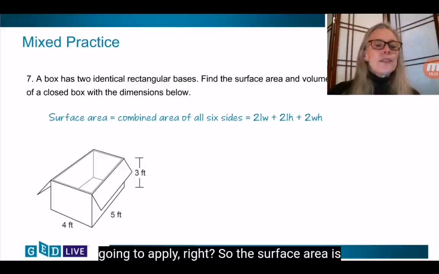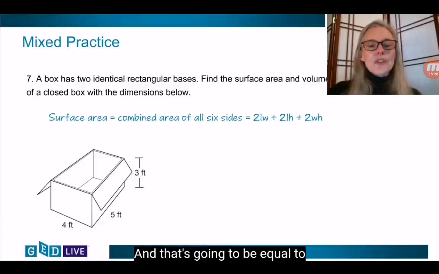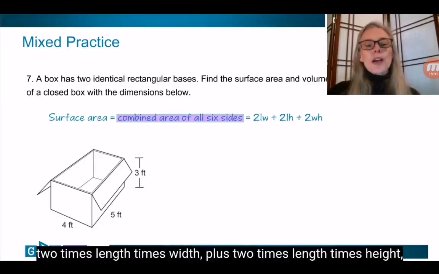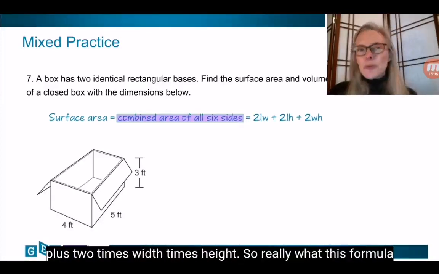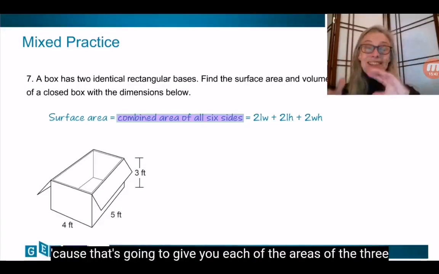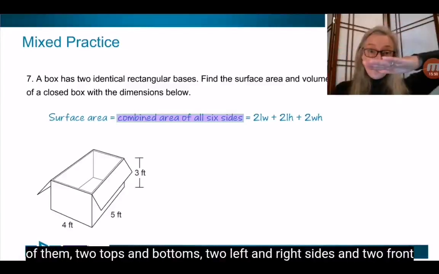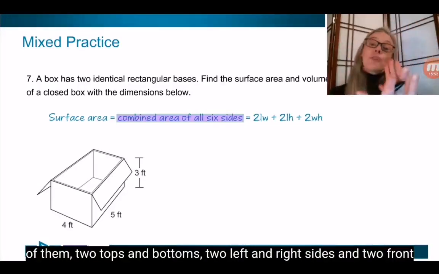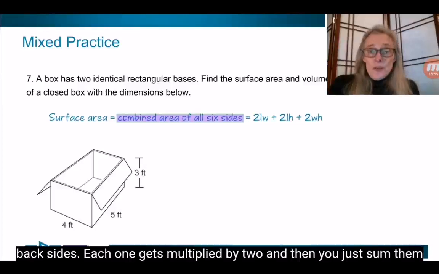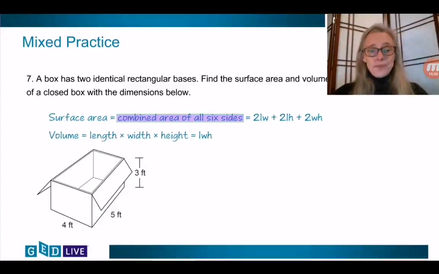So the surface area is the combined area of all of the 6 sides, and that's going to be equal to 2 times length times width plus 2 times length times height plus 2 times width times height. So really what this formula is asking you to do is find each of the combinations of 2 sides, because that's going to give you each of the areas of the 3 different shaped sides. And then because you have 2 of each of them, 2 tops and bottoms, 2 left and right sides, and 2 front and back sides, each one gets multiplied by 2, and then you just sum them together. So the key here is just make sure you grab all of your different combinations.